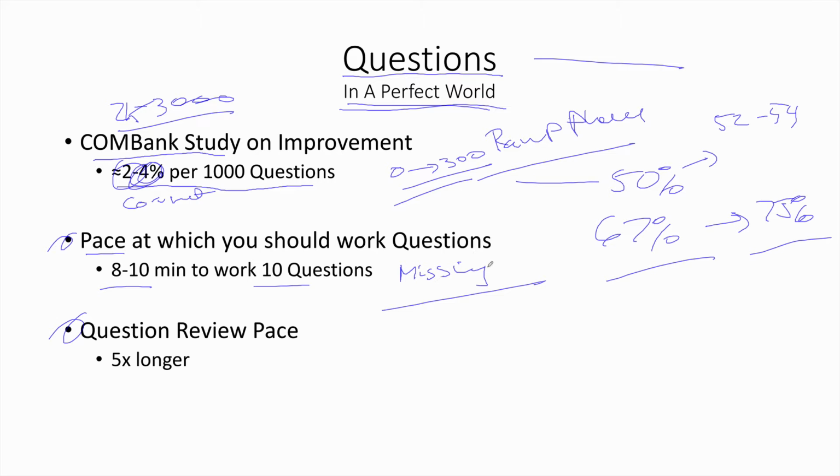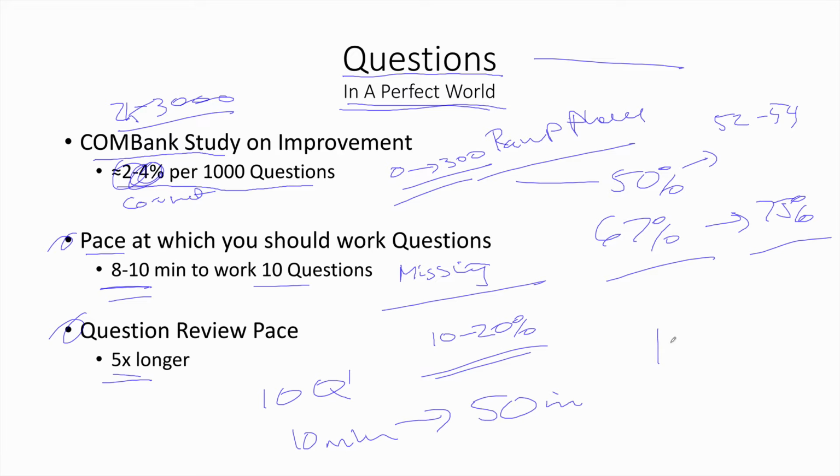And there's some pretty good info out there on this. At least some of the things I read was anywhere from 10 to 20% of questions that you could get right, you would actually miss if you went much faster than this. And then reviewing questions. Everything that I've read says basically that you should take about 5 times longer to review a question as you did to work it. So if we had 10 questions here that we're going to work, and it took us 10 minutes to work them, we should review them for 50 minutes. So that means it took you 1 hour to actually work and review 10 questions.